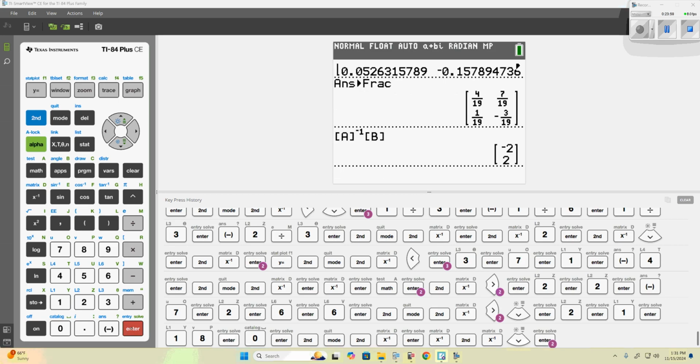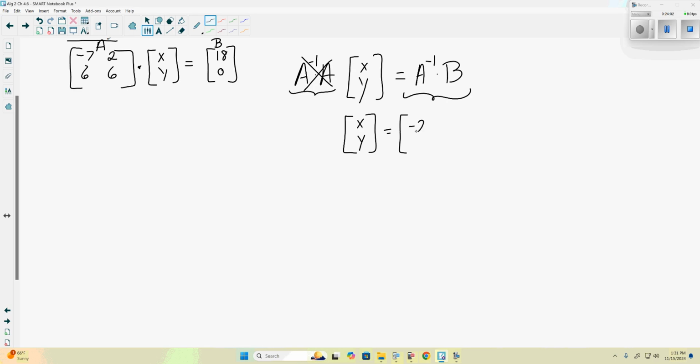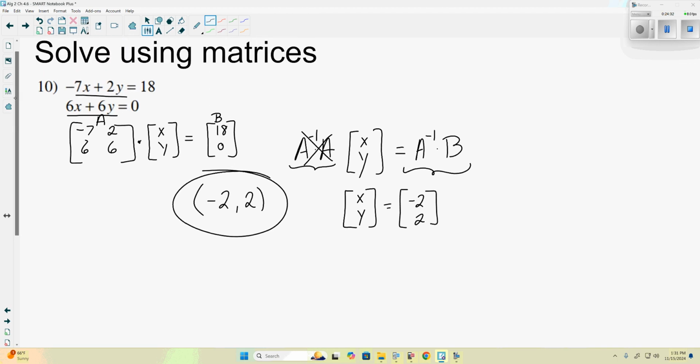negative 2, 2. So what's the x value here? Negative 2, and the y value is? And that's it. That's how we can use inverses with matrices to solve a system. And we can do the same thing with 3 variable systems. Questions on this here? We feel comfortable with this here? All right.